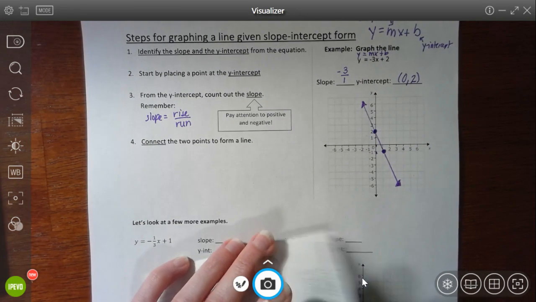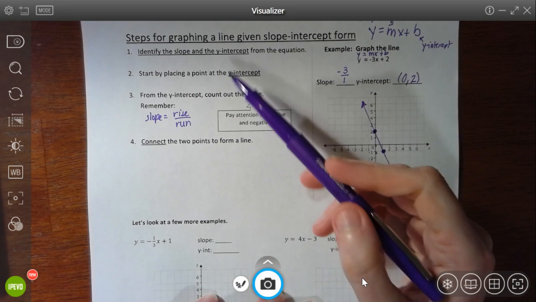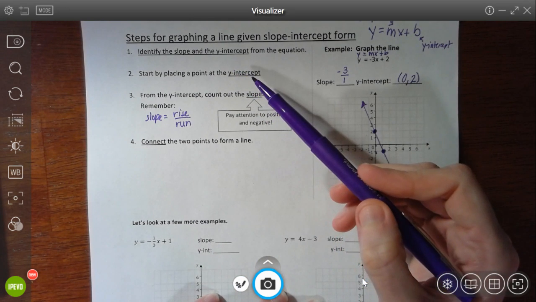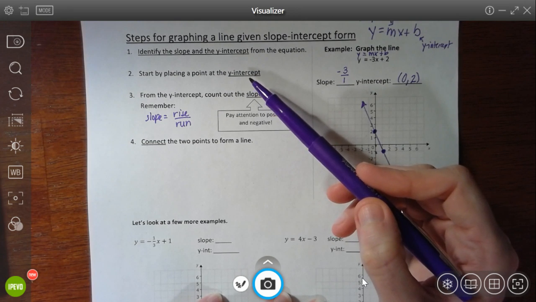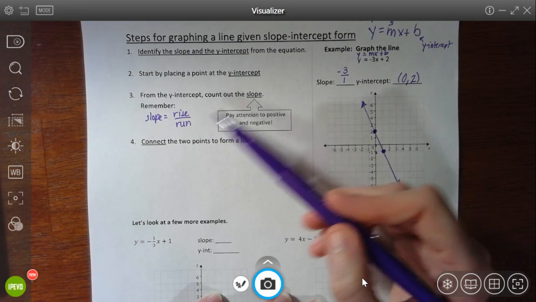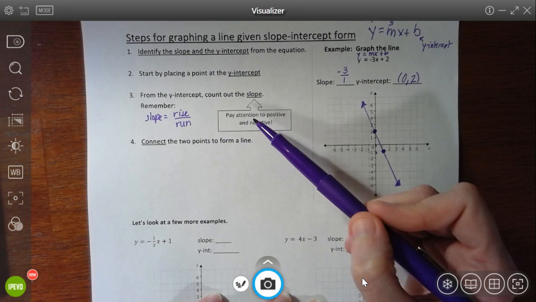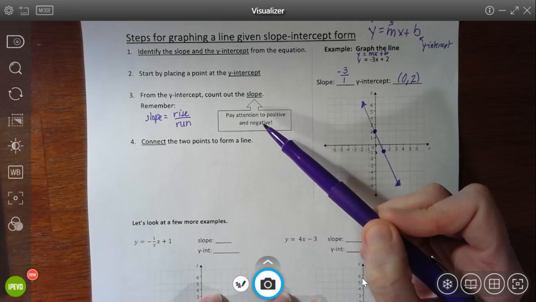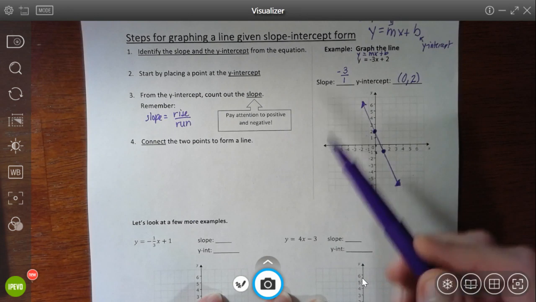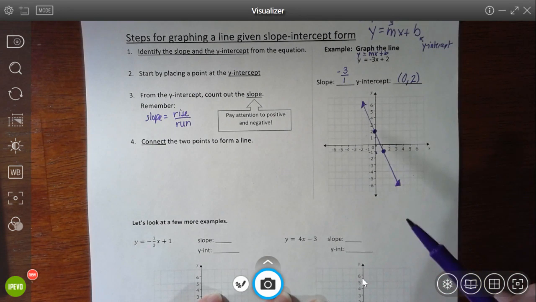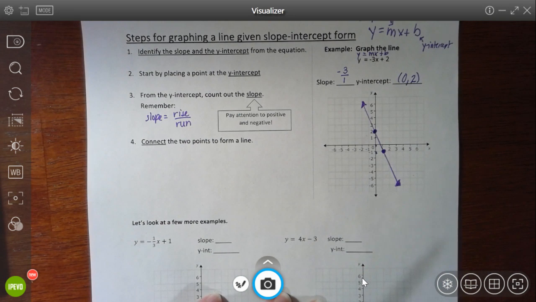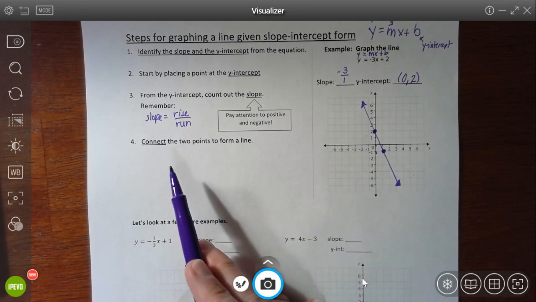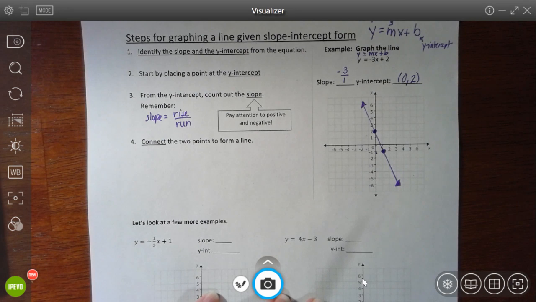So when we're working through that, that's all we have to do. We identify our slope and y-intercept. We place a point on our coordinate plane where the y-intercept is. Then from that y-intercept, we're going to count out slope using rise over run. And again, paying attention to our positive and negative slopes. If I have positive slopes, my graph should be increasing from left to right. And if I have a negative slope like this example, it should be decreasing. Once we have our 2 points, we can connect them and we draw ourselves a nice line like that.